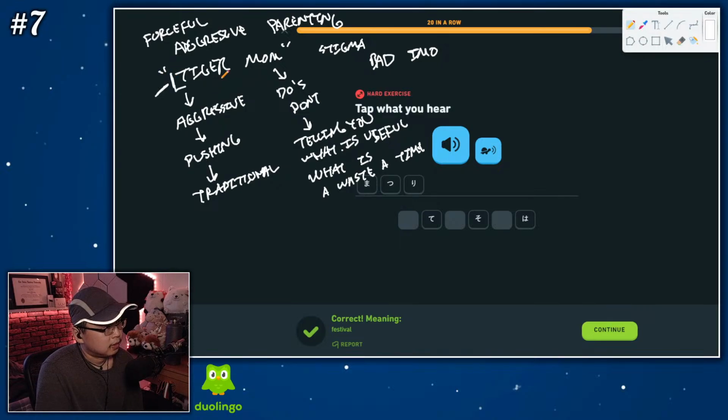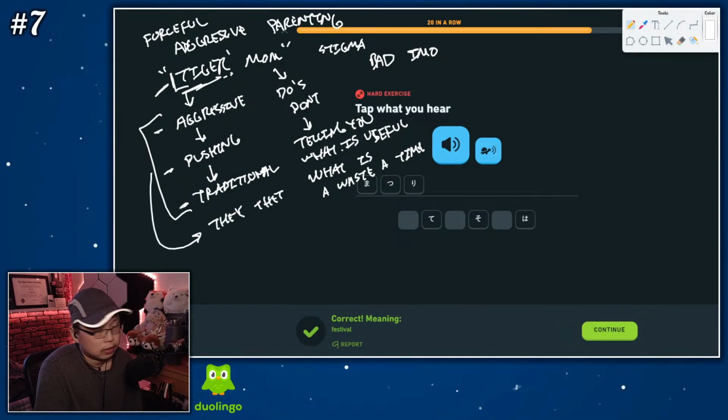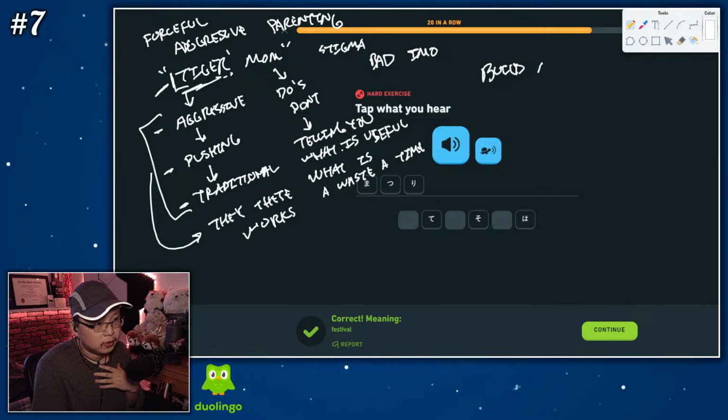And this to me is kind of an endearment. What I see is that this aggression, this pushing, this traditionalism is because they know these things work. What works for them? Working hard, getting a good education, making a lot of money. These are things that work for them. So just as I have a tiger mom, I have to build myself up just as strong.